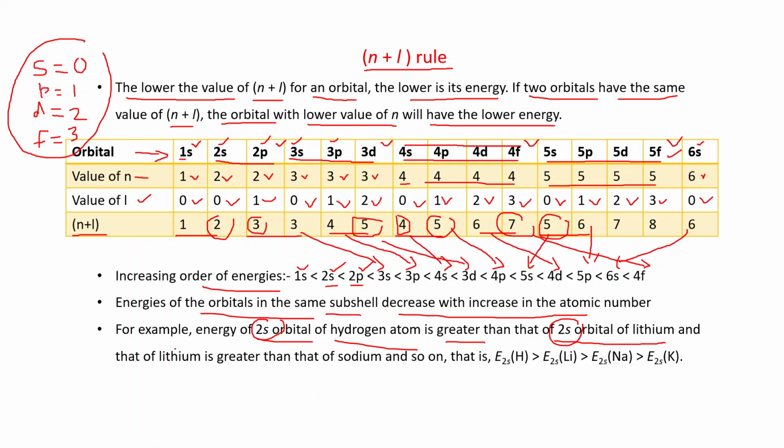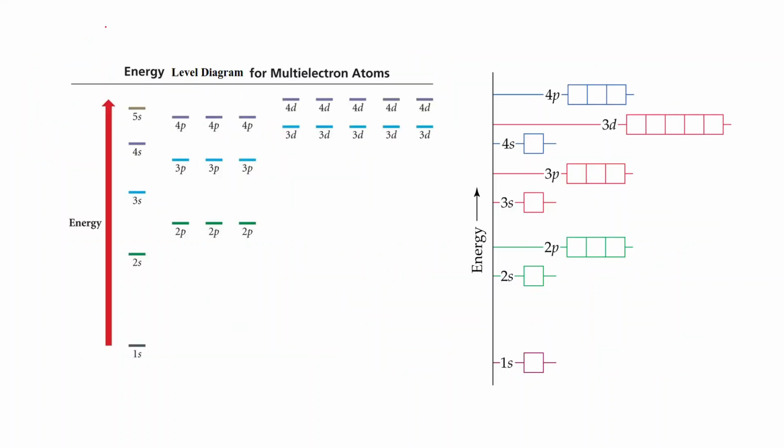Is it clear? In the same way, sodium and so on. We can say that the 2s orbital of hydrogen has the highest energy, then 2s of lithium, then 2s of sodium, and then 2s of potassium. As the atomic number increases, the energy of the orbitals in the same subshell decreases. Clear? This is again the energy level diagram for multi-electron atoms.